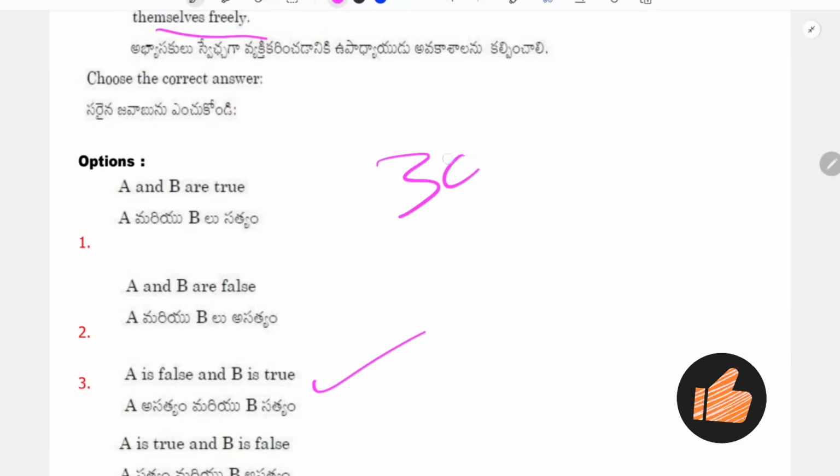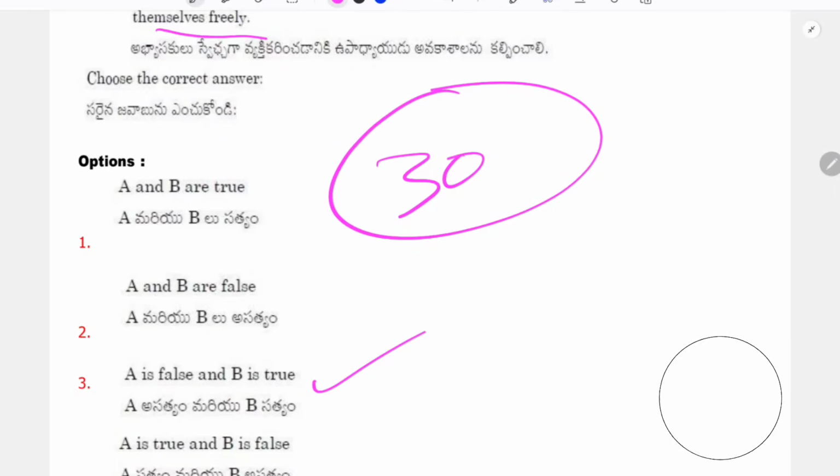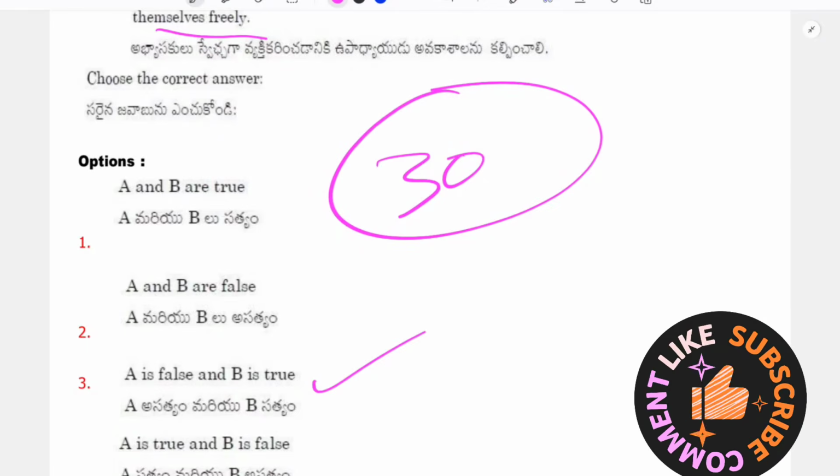With this we have completed all the 30 questions from the previous year question paper of the TET exam, right. Hope it is clear to you.